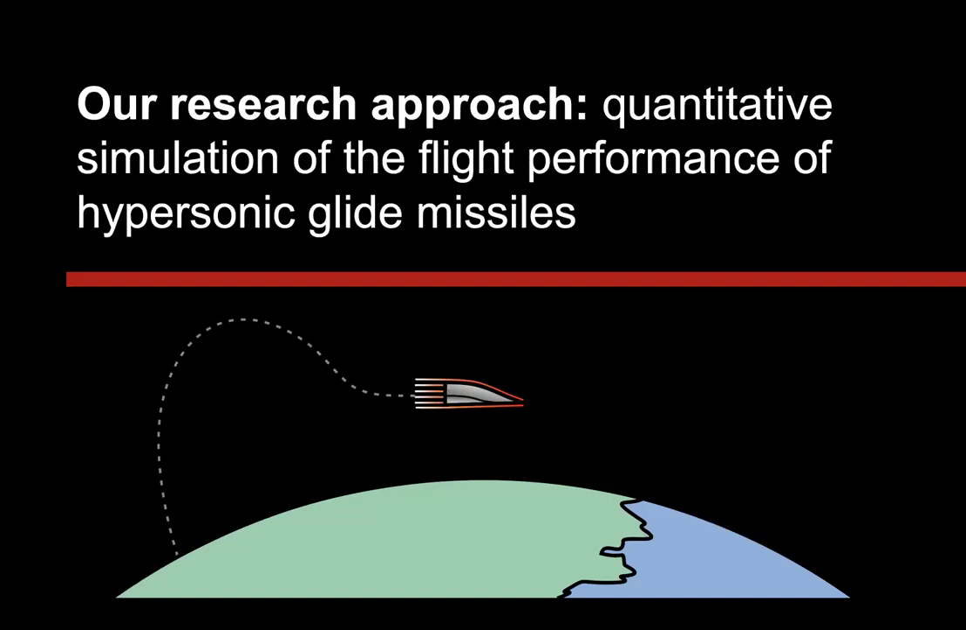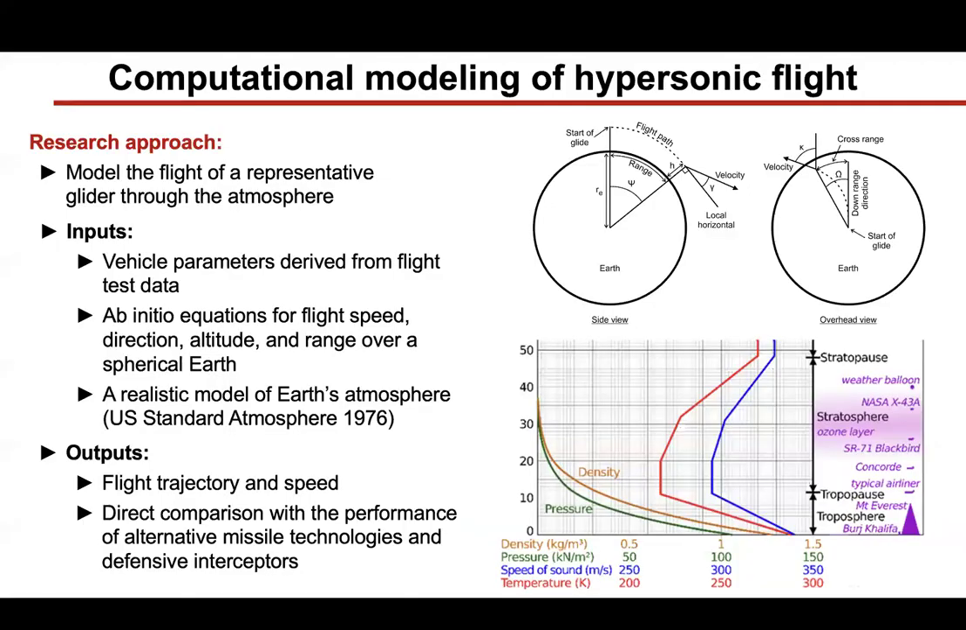But the way we approached this was not by just pontificating or speculating, but by trying to quantify, trying to rigorously model and simulate just what's going on when a glide vehicle travels through the atmosphere. So just quickly to go through some of the computational modeling approaches that we went with, we wanted to model the flight of a representative glide vehicle through a realistic atmosphere. For these calculations, we are simulating flight over a spherical Earth. We're using vehicle parameters that we derive from available flight test data on hypersonic systems. We model them using ab initio equations for flight speed, direction, altitude, and range. And we couple that with a realistic model of Earth's atmosphere called the US Standard Atmosphere 1976. Some of the parameters for that as a function of altitude are shown on the lower right-hand corner.